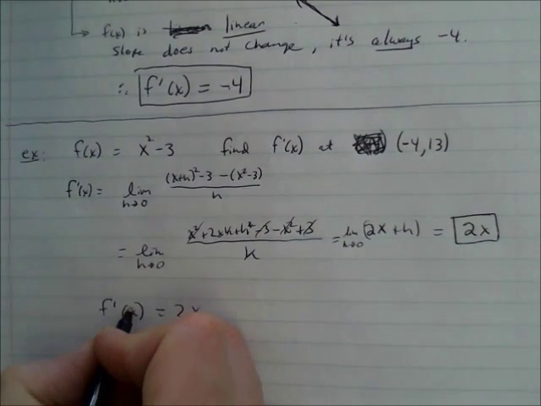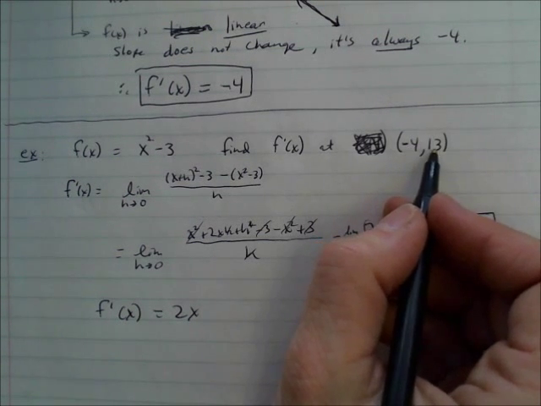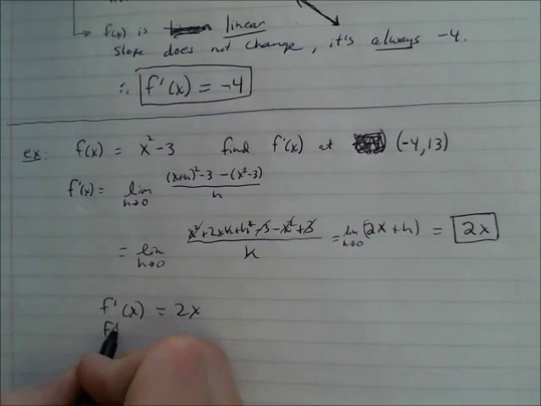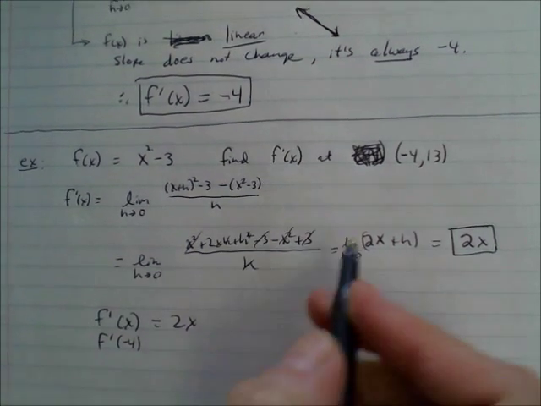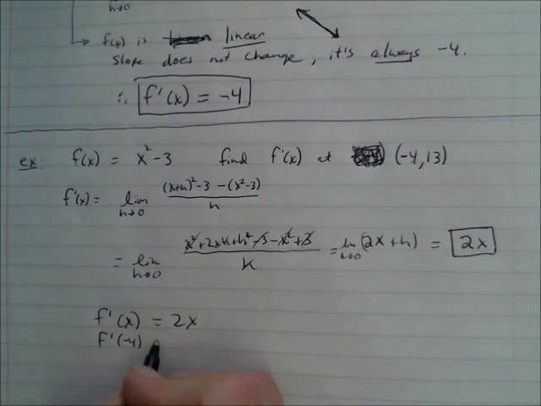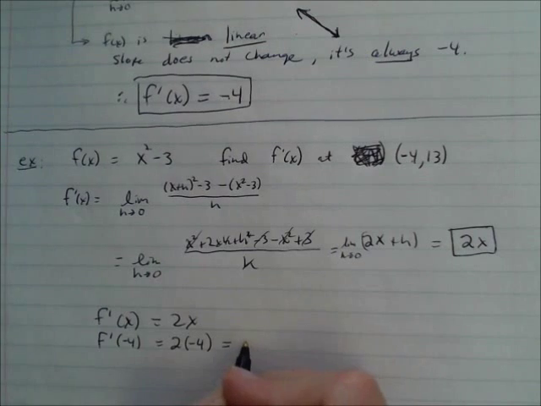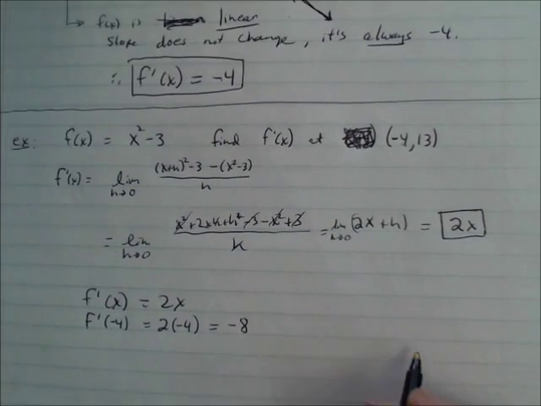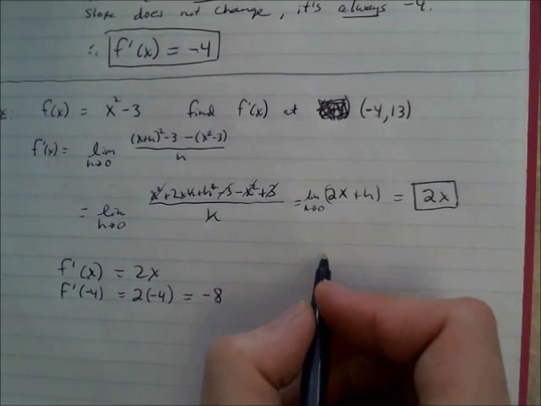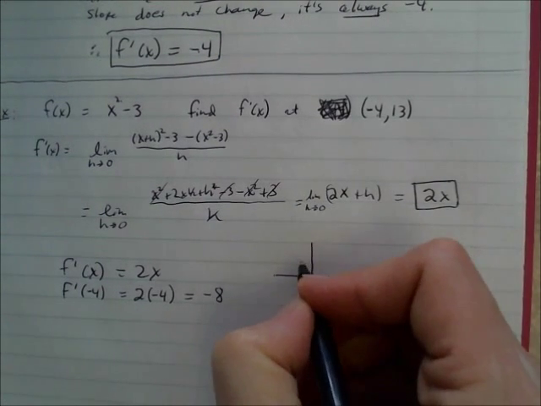So now what we're finding is at the point (-4, 13). So we're finding f prime of -4. That means when x is equal to -4, the derivative of this function is 2 times -4, which is equal to -8.